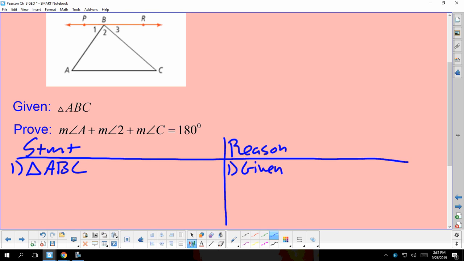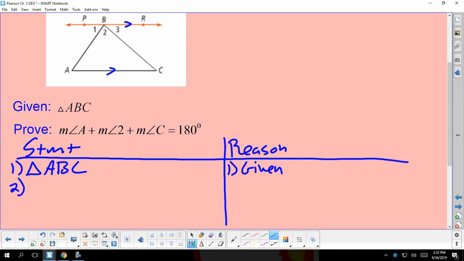So, I can draw a line that's parallel to that bottom of the triangle AC through point B. We learned that way back at the beginning of this chapter. If I have a line and a point not on the line, there exists only one possible line that's parallel to that line and goes through that point. That's called our parallel postulate.